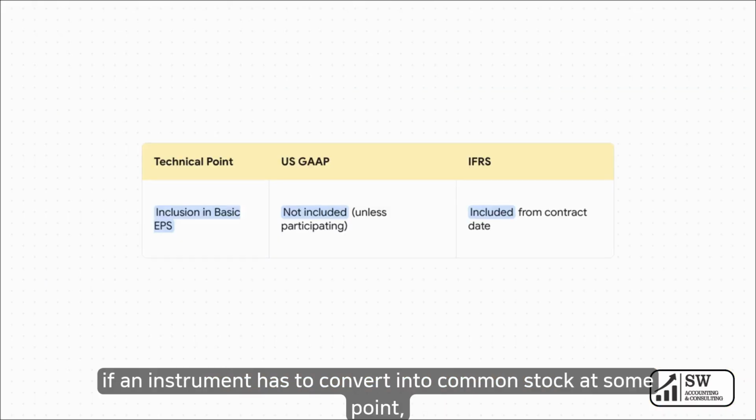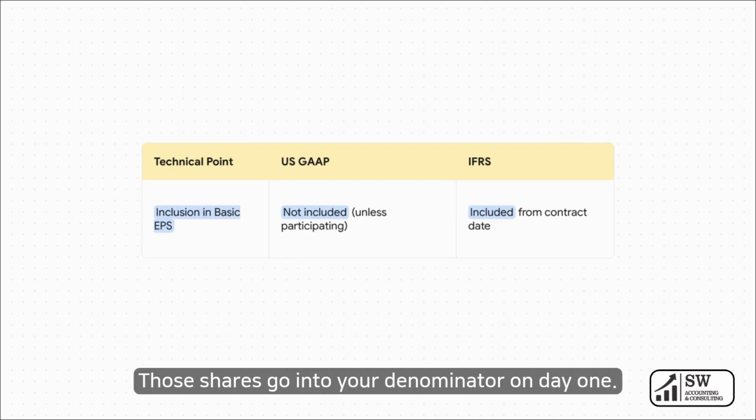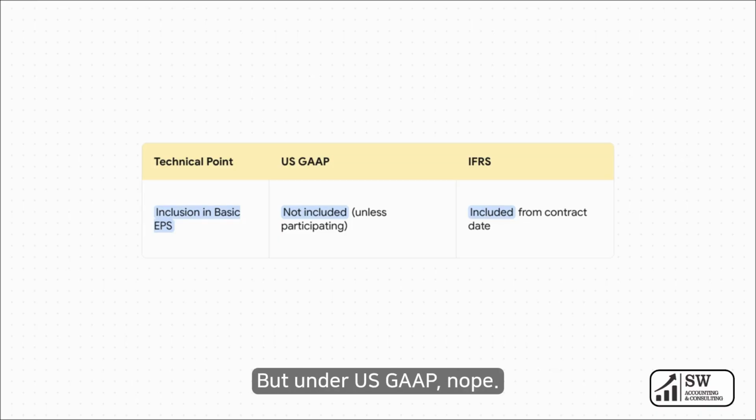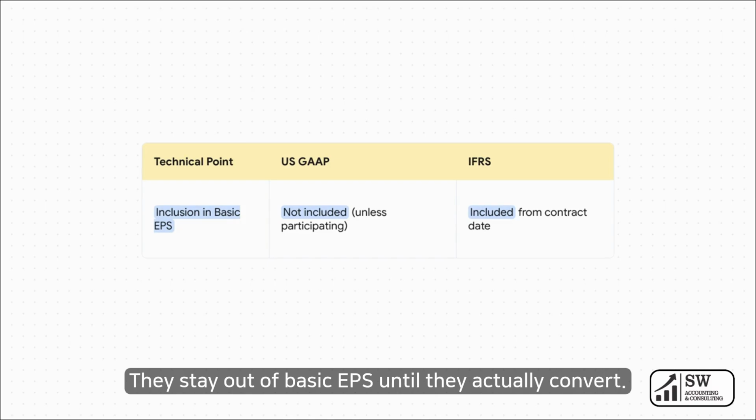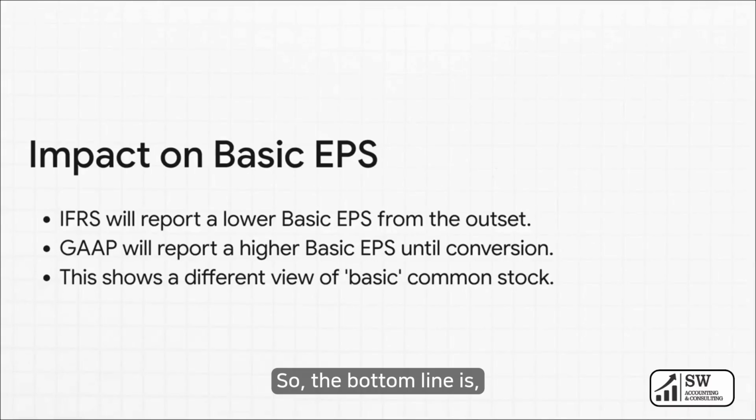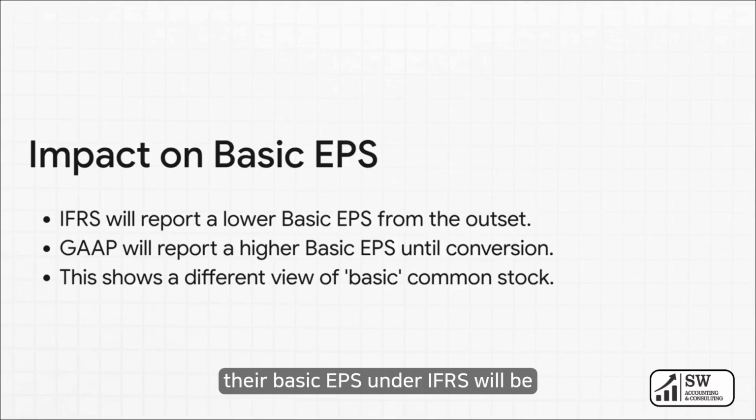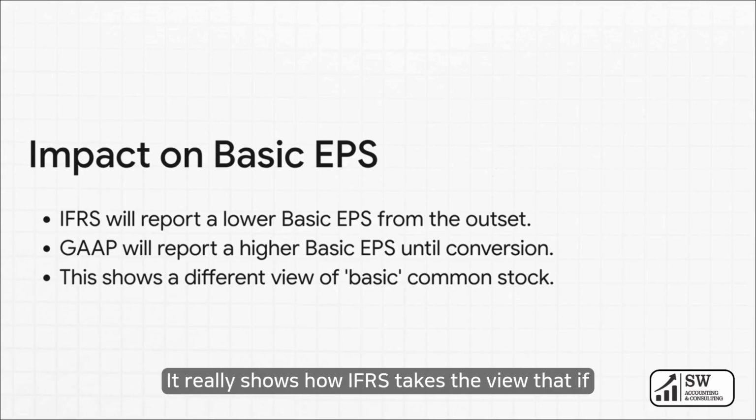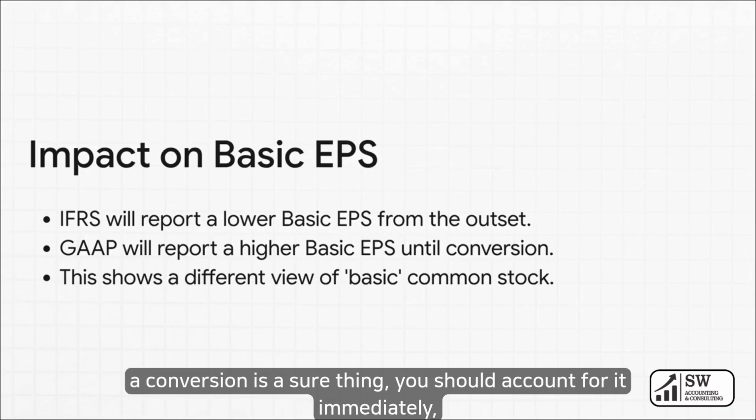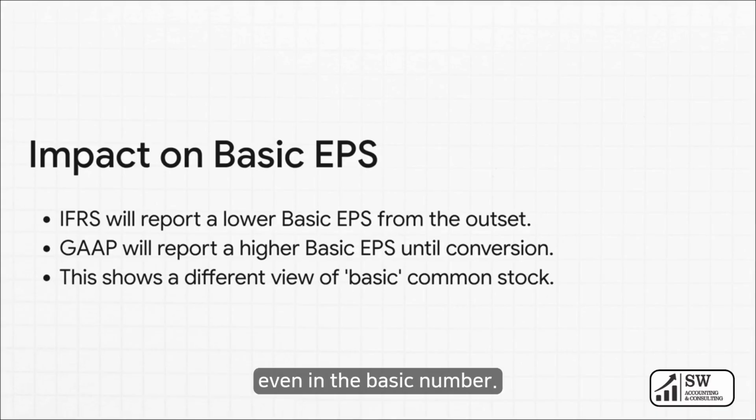Under IFRS, if an instrument has to convert into common stock at some point, it's treated like it's already common stock for the basic EPS calculation. Those shares go into your denominator on day one. But under US GAAP, nope, they stay out of basic EPS until they actually convert. So the bottom line is, for any company that has issued these kinds of instruments, their basic EPS under IFRS will be lower right from the get-go. It really shows how IFRS takes the view that if a conversion is a sure thing, you should account for it immediately, even in the basic number.